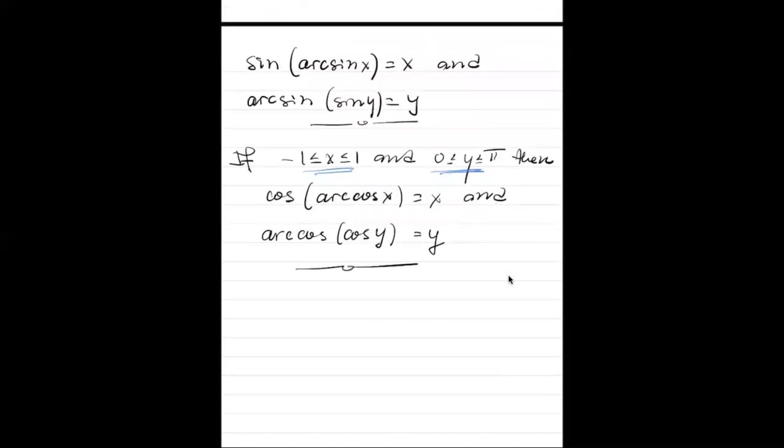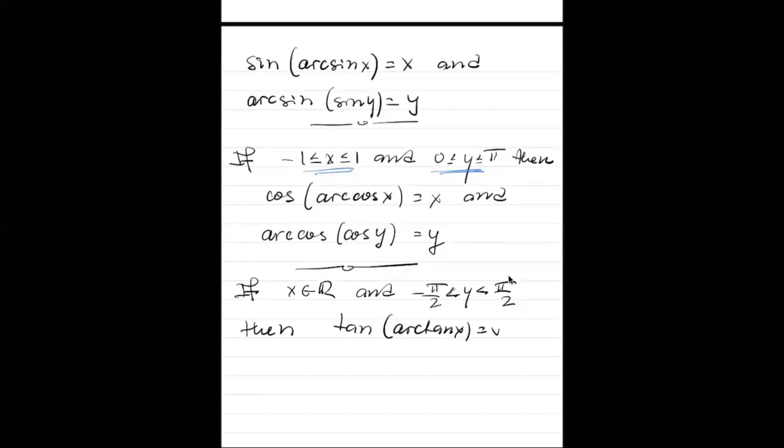And finally, if x is a real number, no restrictions, and y is between -π/2 and π/2, but no equal sign here because of the vertical asymptotes of the tangent, then tangent of arctangent of x is x, and arctangent of tangent y is y.